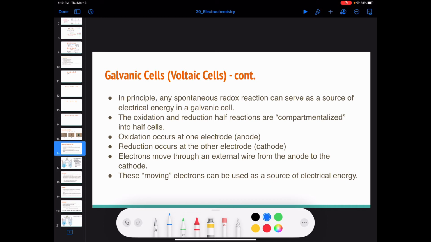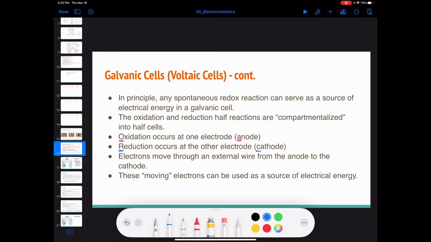And what we're going to see is that we're going to get oxidation at one of our electrodes. Okay, and this is called the anode. This is easy to remember because oxidation starts with a vowel and anode starts with a vowel. So oxidation occurs at the anode, and then reduction is going to occur at the other electrode, what we call the cathode.